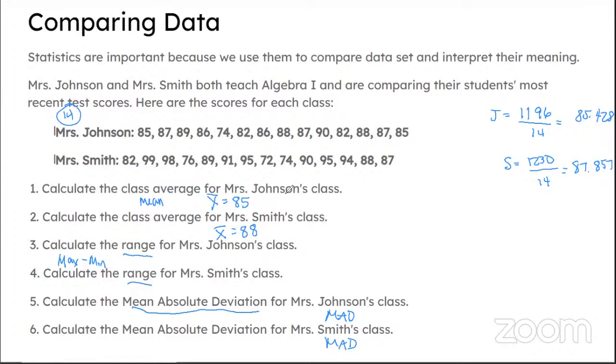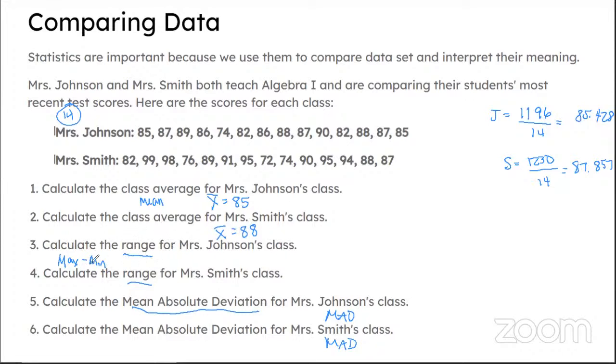So these are actually pretty close averages. I'm going to round up to 88. It's just going to make the mean absolute deviation easier if I have whole numbers here. And since they didn't tell me what to round to, I get to choose for myself. All right, so I have the mean for Miss Johnson's class is 85, the mean for Miss Smith's class at 88.